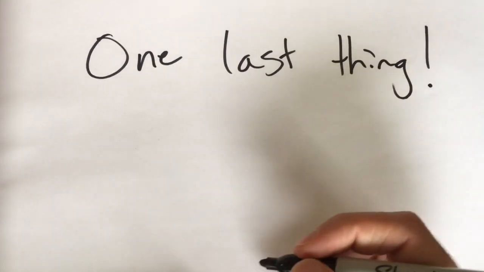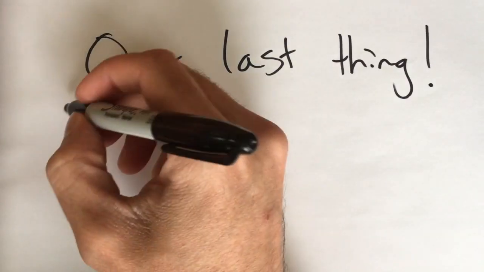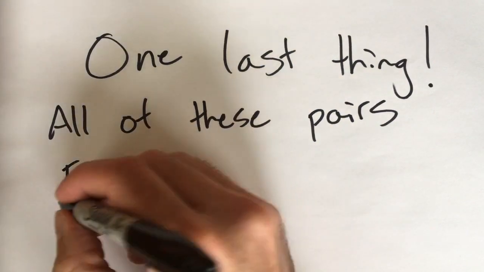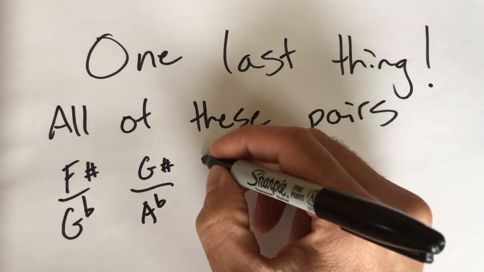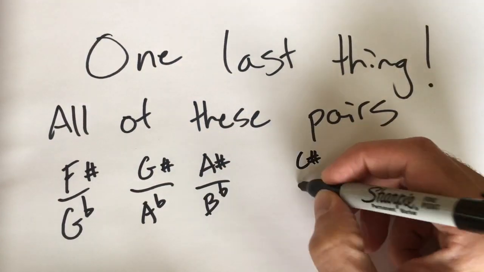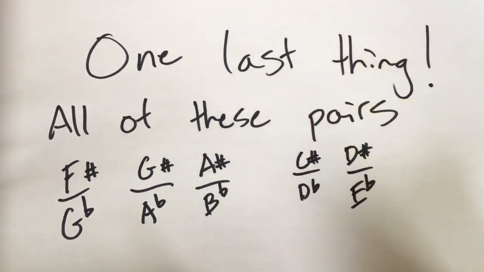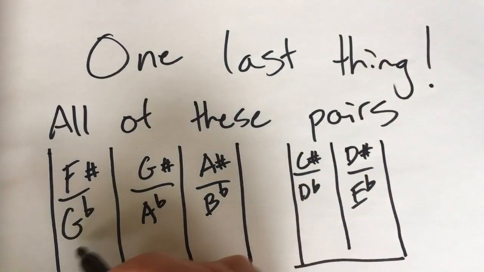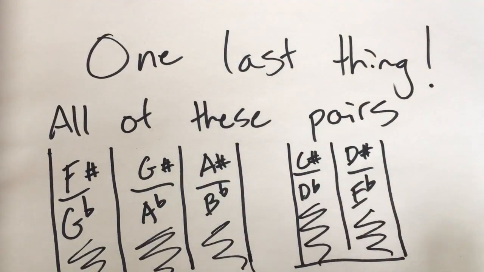And one last thing I wanted to include here. All of these pairs, F sharp, G flat, G sharp, A flat, A sharp, B flat, C sharp, D flat, D sharp, E flat, and I'm going to fill them in as if they were the black keys on a piano.